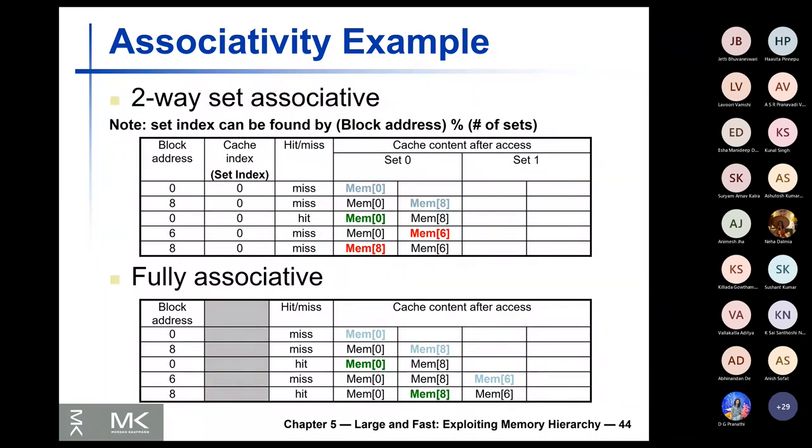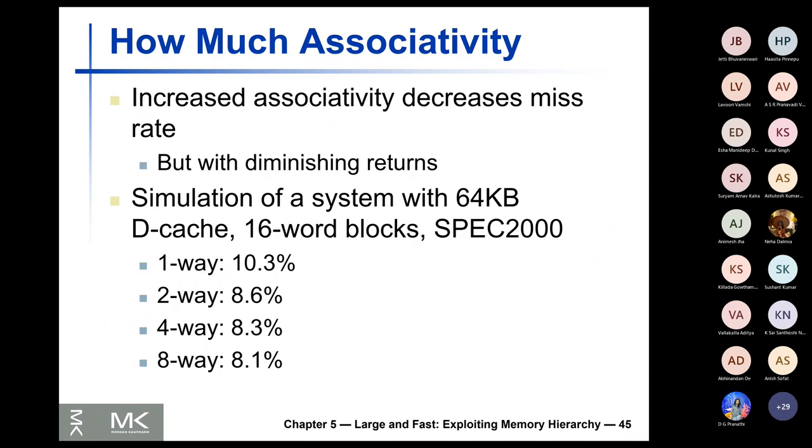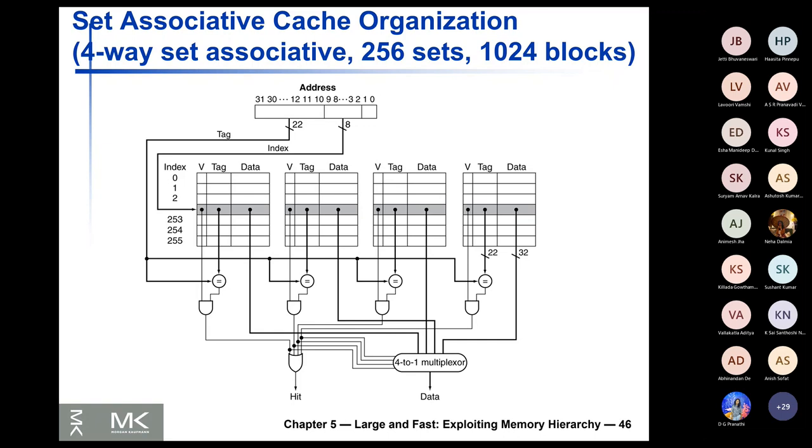Of course, processors have done. So 4-way set associative cache is very, very common. An example of a 4-way set associative cache with 256 sets and total 1024 blocks in the cache is given. Here every block is one word, so directly the word address is taken.